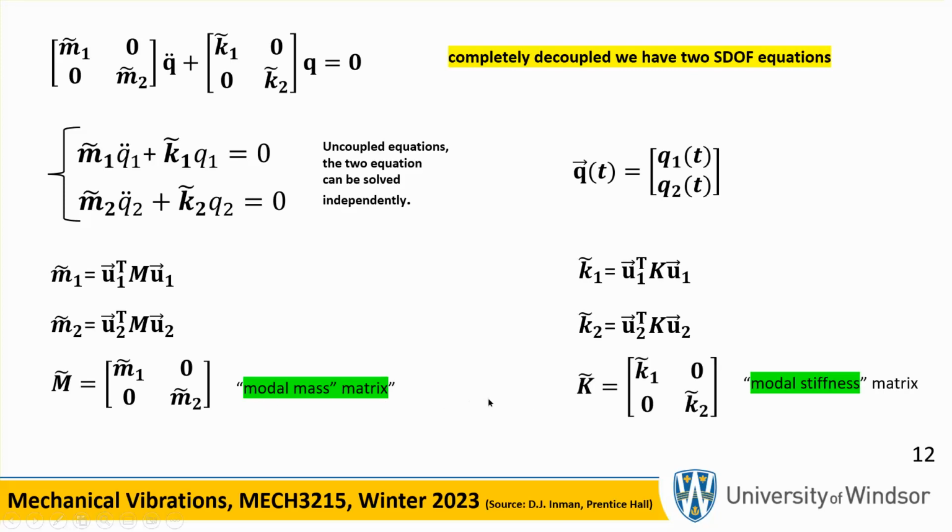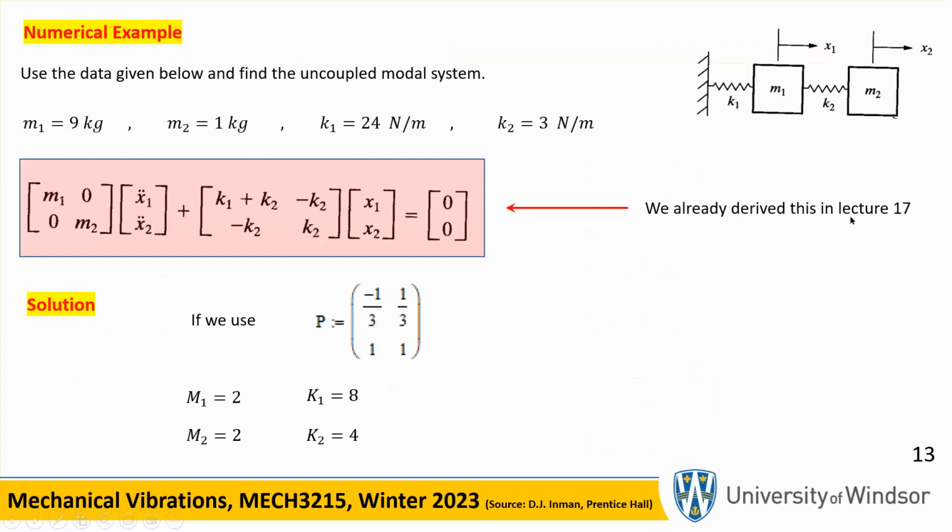Modal mass matrix, modal stiffness matrix. In terms of matrix notation, this is M tilde, it's P transpose M P, and this is K tilde, P transpose K P. You can see why this P is so important. So let's go to the problem that we just did.